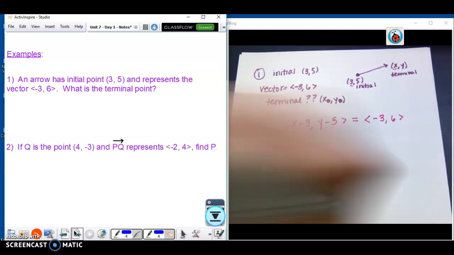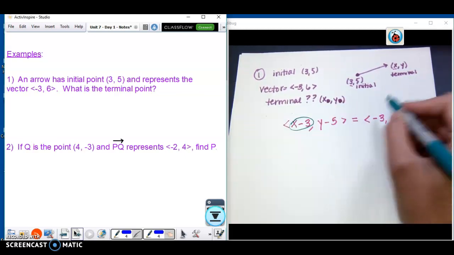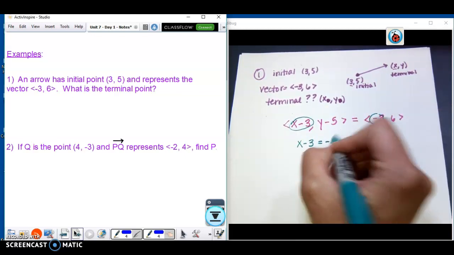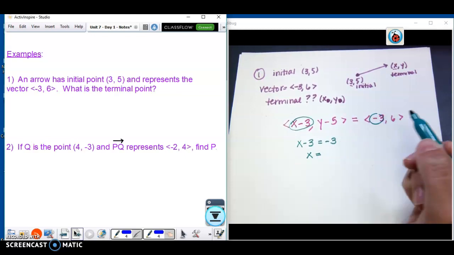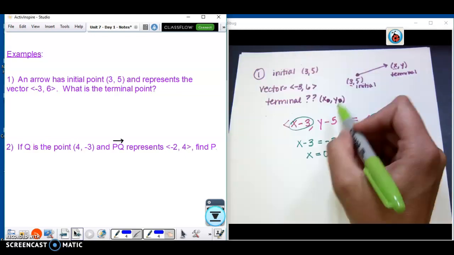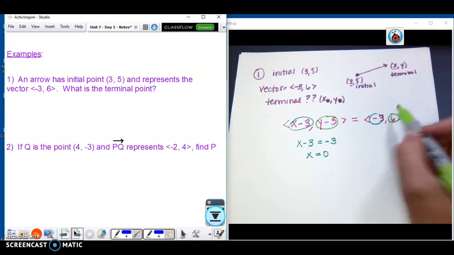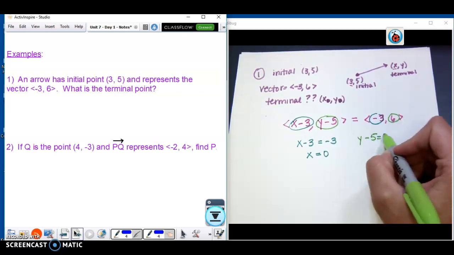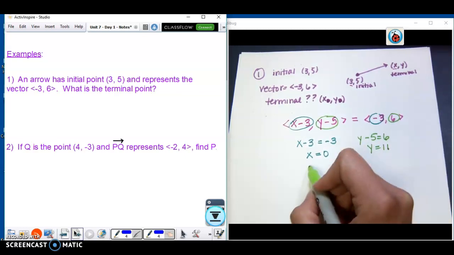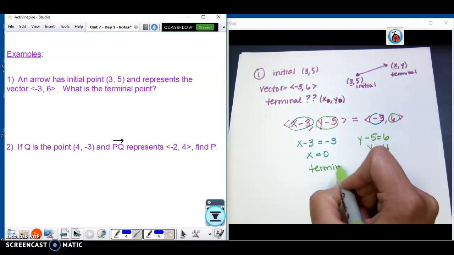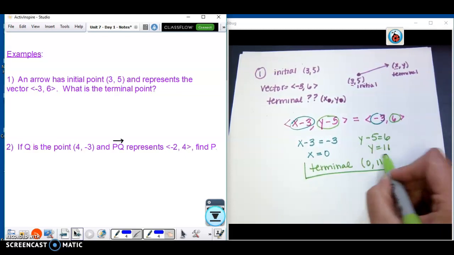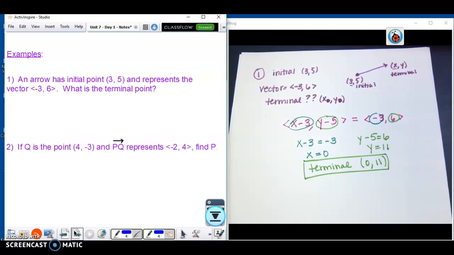So you're just going to set up little equations. We know x minus 3 has to be equal to negative 3, which means that x value has to be 0. And then we know y minus 5 has to be equal to 6. So y would have to be 11. So my terminal point that would have that vector is the point 0, 11. So you're just working backwards there.